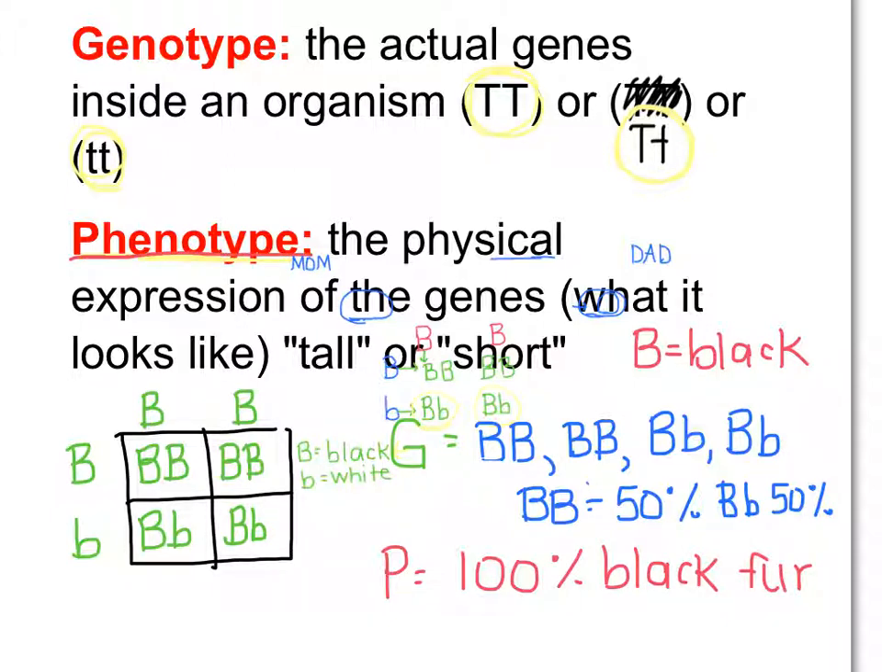When you see phenotype, think physical. So the physical characteristics. What is it going to look like? So genotype, the genes, the actual genes inside. The phenotype is going to be the physical appearance of the animal.